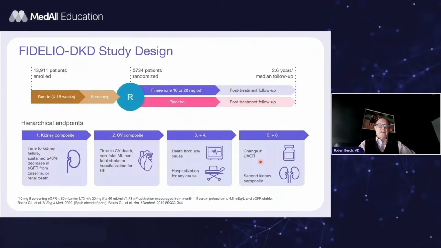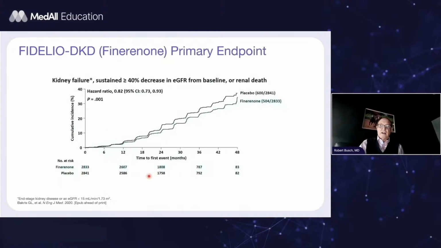And the punchline of that study, in the Fidelio trial, you got 10 to 20 milligrams of finerenone versus placebo, and they looked at time to kidney failure, meaning end-stage renal disease, 40% lowering of GFR, or renal death. And the bottom line of that study was an 18% lowering of that endpoint.